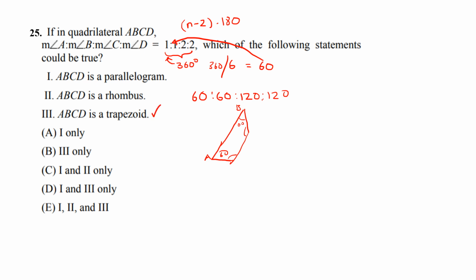So it's definitely going to be, 3 is going to be one of the answer choices. Now, could it be a parallelogram and a rhombus? Well, the sides have to be in the order A, B, C, D, right? If the two 60 degrees are always adjacent to one another, they're always going to be one away from another. It can't be a rhombus or a parallelogram. So therefore, our answer is 3 only.